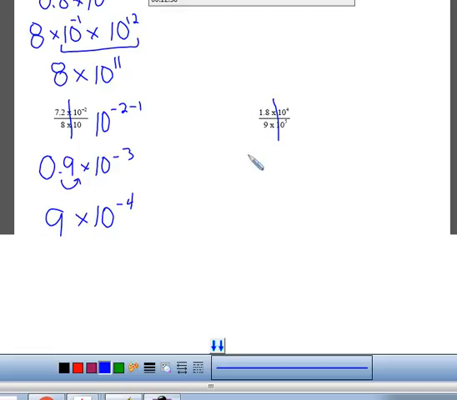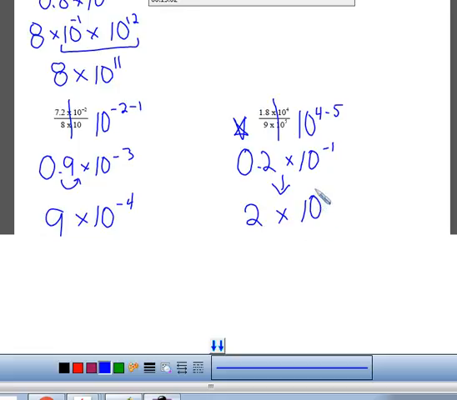This one over here, I will help you do the first part. 1.8 divided by 9 is 0.2. 10 to the 4 minus 5 is 10 to the negative 1st power. I want you to convert this and come up with the final answer for the exponent. That's all you got to do.